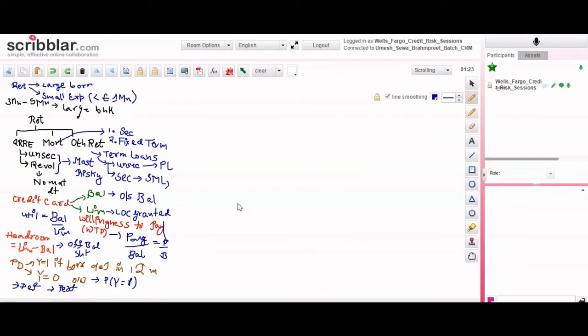So basically, let's say PD is the probability of a borrower to default in the next 12 months. That's pretty intuitive. Now the question is, what do I mean by default? And second, when I talk about performance over the next 12 months, how do I know that it is the next 12 months and not 18 months or 20 months or 25 months? Why only 12 months? This is a big question that we need to answer.